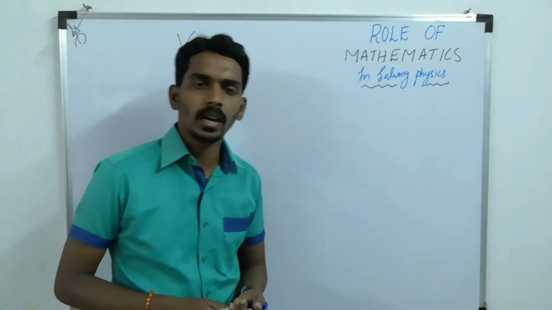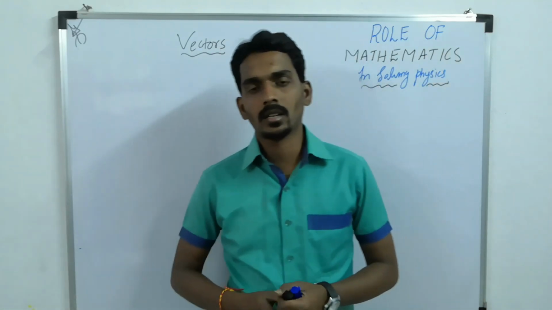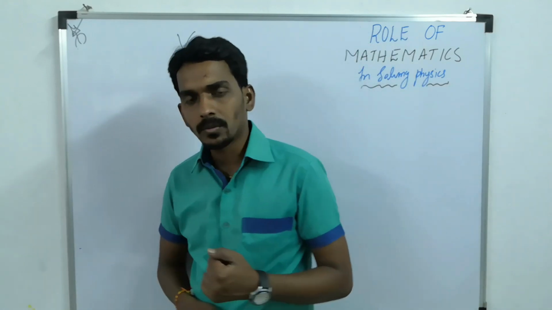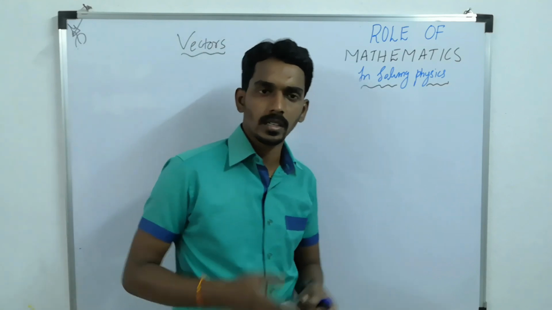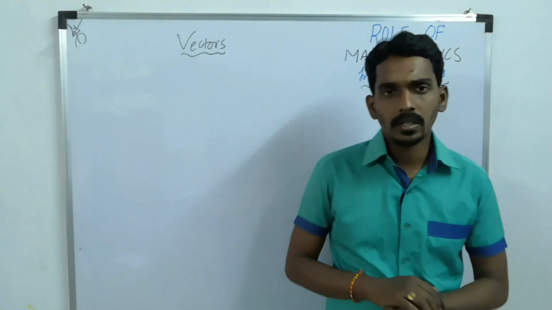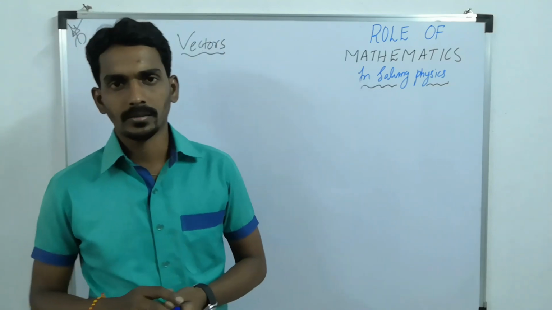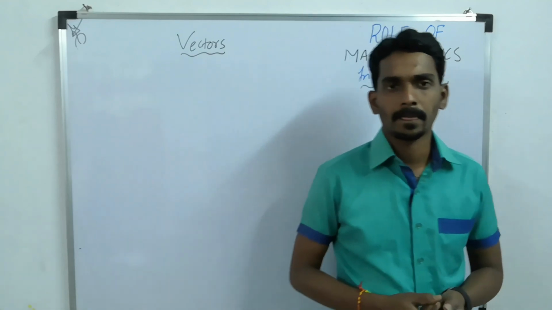And finally we will have to understand how to multiply two vectors. There are two methods, scalar product and vector product, or dot product and cross product. Scalar product is nothing but dot product, vector product is nothing but cross product. So let's see how we can use them.